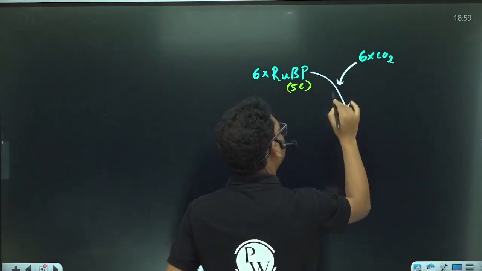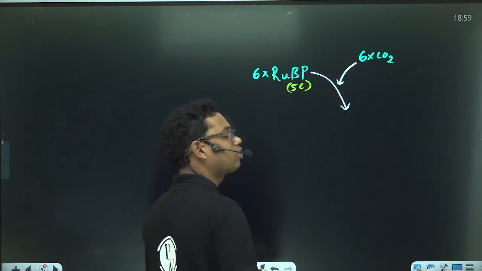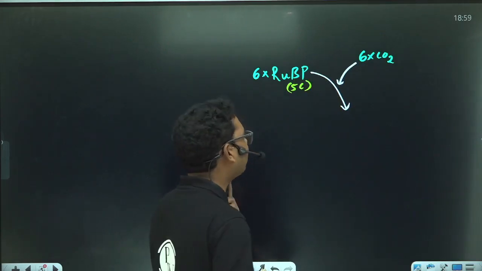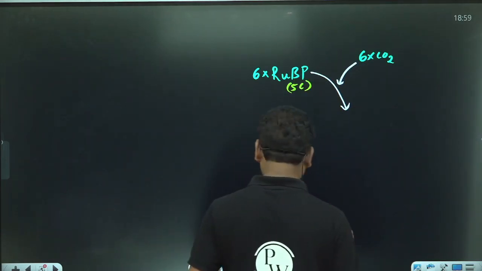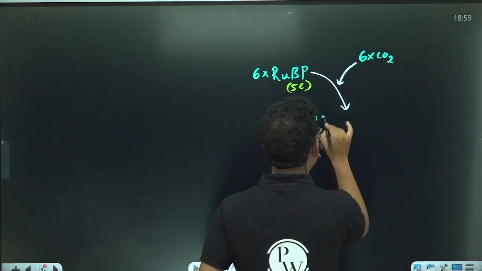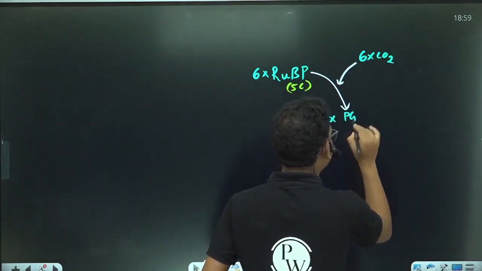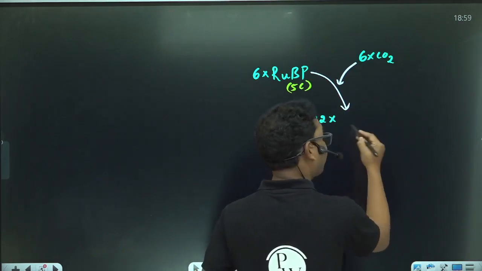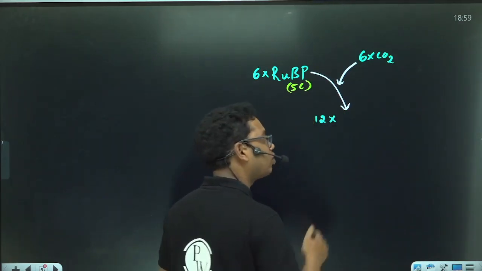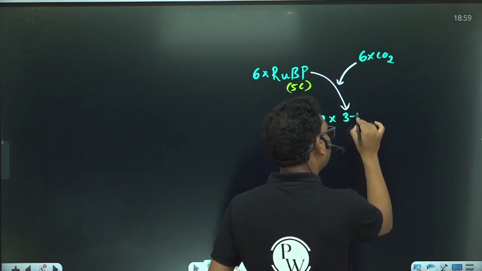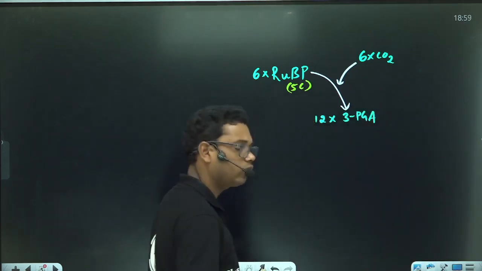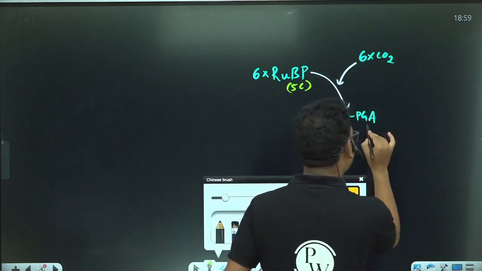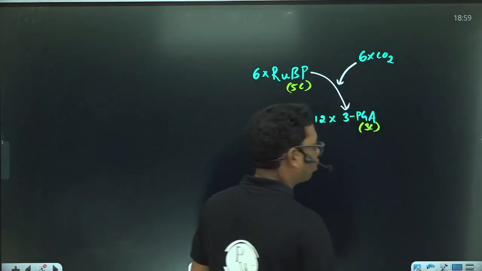We will get this six CO2 combining with six molecules of RuBP, and we will get 12 molecules of phosphoglyceric acid. This phosphoglyceric acid has phosphate at the third carbon, and that is why we call this 3-phosphoglyceric acid. Three carbons are there, and this is the first stable product.